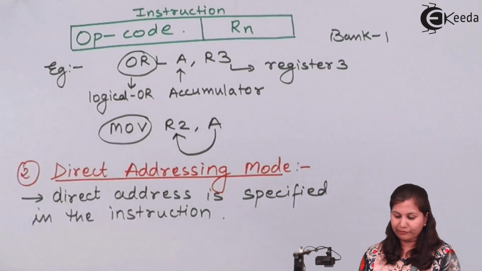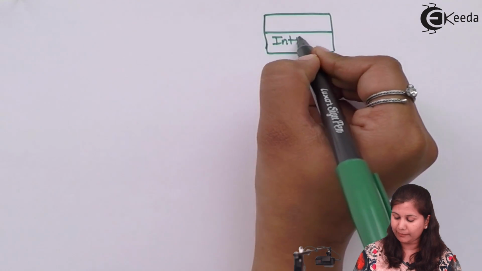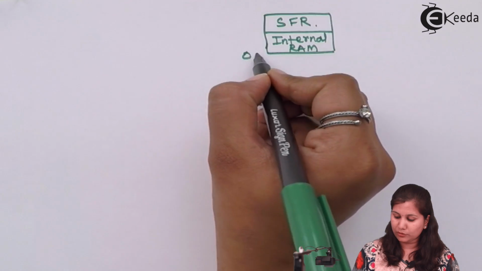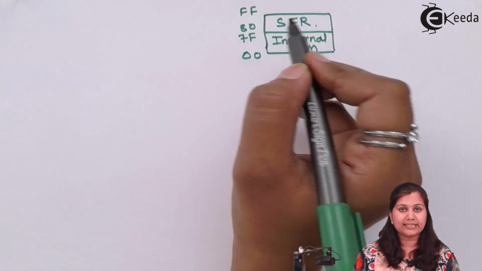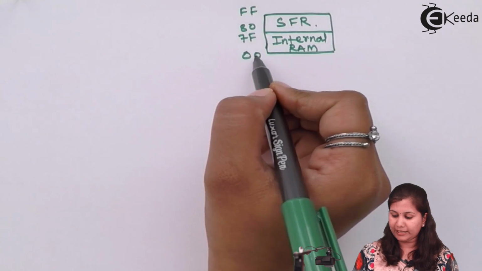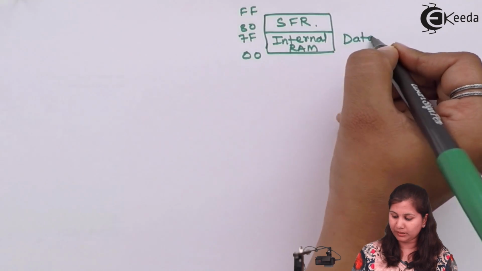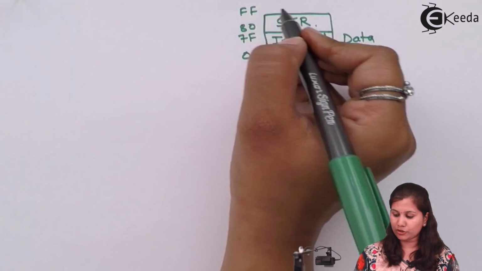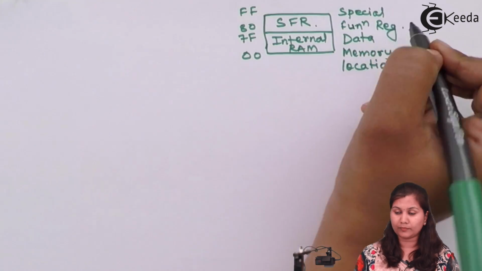Now as we know, in the 8051 we have 256 bytes of internal memory, and out of these 256 bytes, 128 bytes are for the internal RAM and 128 bytes are for the special function registers. That is, from 00 to 7F we have the internal RAM, and from 80 to FF we have the SFRs. So we have the direct addresses there. In the instruction, if we write an address in the range from 00 to 7F, it will point towards the data memory. And if the address is between 80 and FFH, it is pointing towards the special function registers.